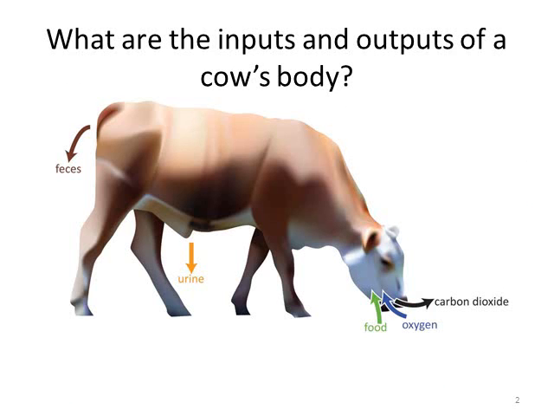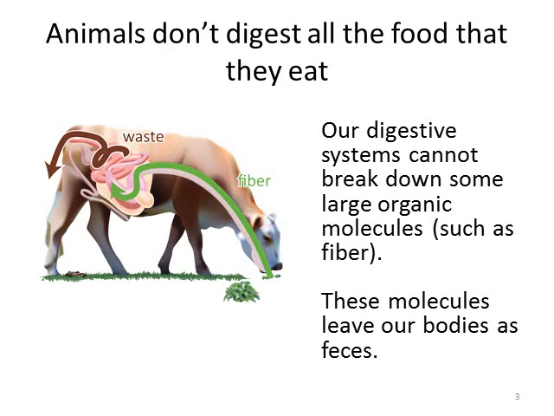In this activity, we're going to be investigating what happens when a cow eats. Cows, like all other animals, have inputs and outputs. Food and oxygen go in, and feces, or poop, urine and carbon dioxide come out. We are going to look at what happens inside the cow and how inputs turn into outputs.